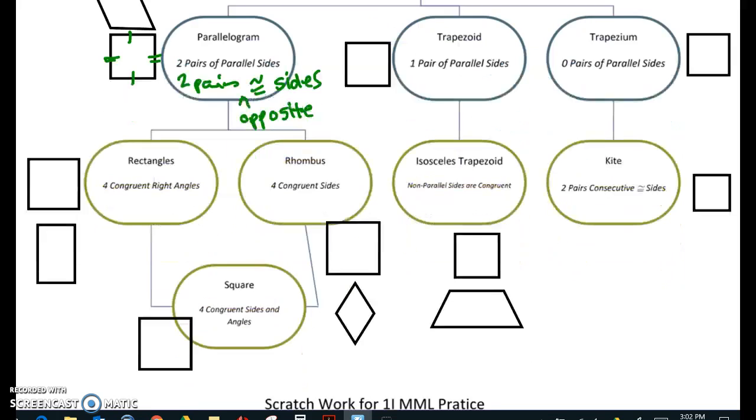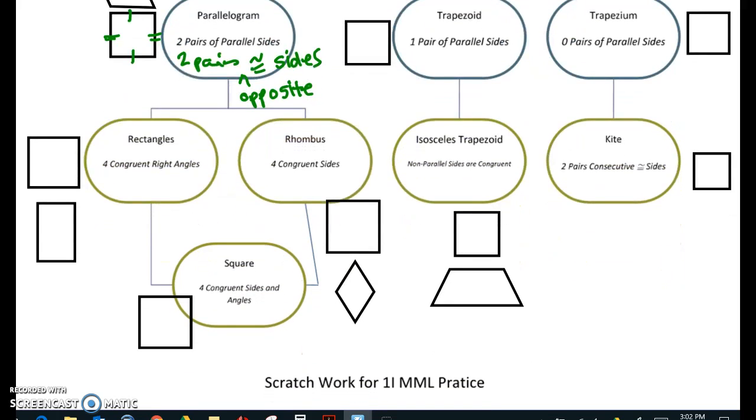Within parallelograms, then, we have some subcategories. Our first two subcategories have to deal with the angles and the sides. Rectangles are parallelograms that have four congruent right angles. So, for example, again, if I give you your generic box, and if we mark these angles as 90 degrees, then you know that that is a rectangle. Again, we cannot assume that's a square, but we can assume it's a type of parallelogram, a type of quadrilateral, and more specifically, it is a rectangle because it has four congruent right angles.